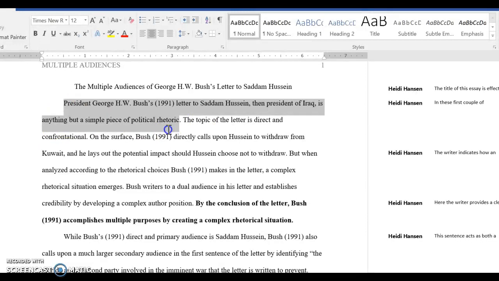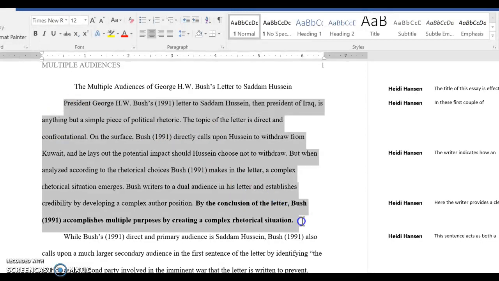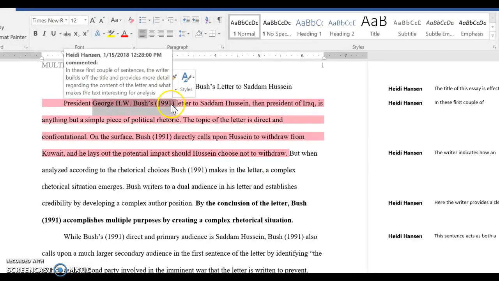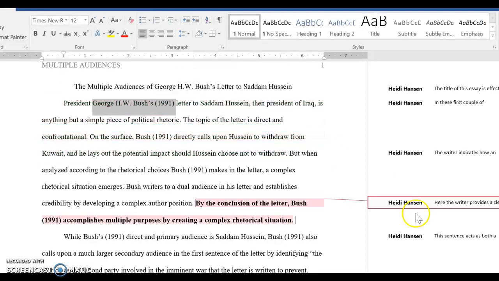So next I'll move into the introduction here. It says, President George H.W. Bush's 1991, and I'll point out this is how you put a citation in for APA style. The year of publication should go in parentheses after the person's name, and you just want to get in the habit of doing that every single time you write the name of an author.